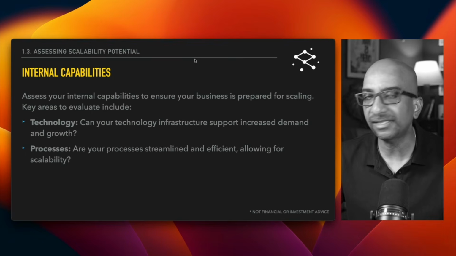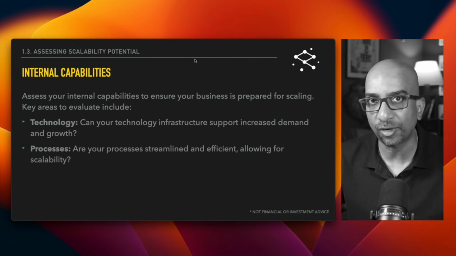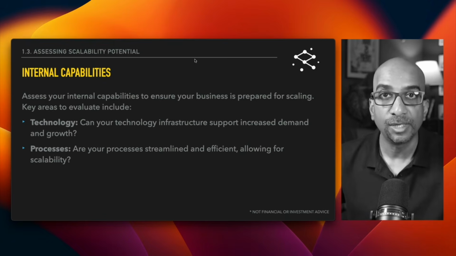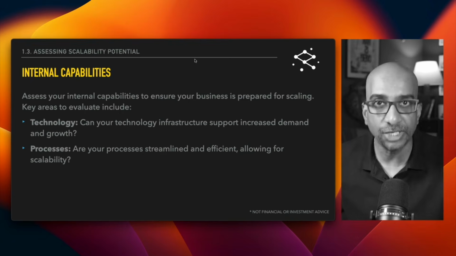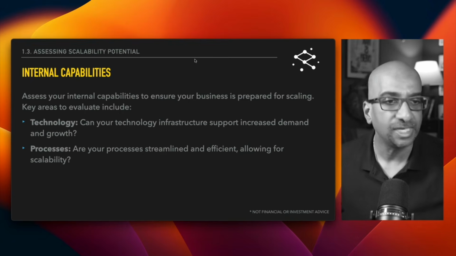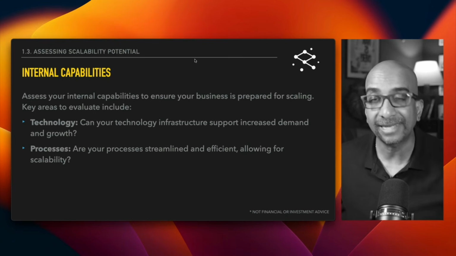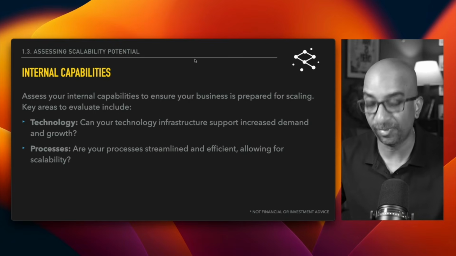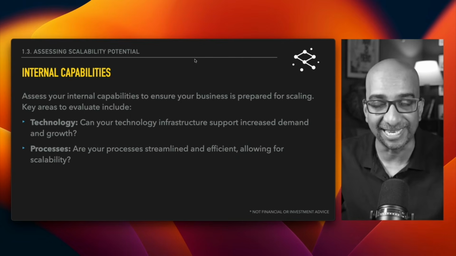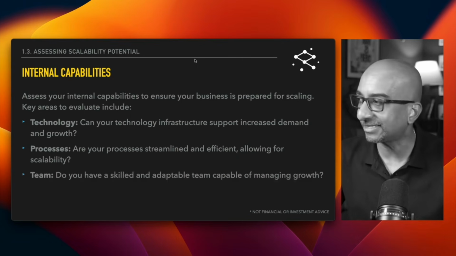Processes. Are your processes streamlined and efficient, allowing for scalability? Yes, I keep on harping about processes, but processes are so critical. They're the difference between success and failure. Sometimes even with a mediocre product, a mediocre service, or a mediocre team, you can get ahead if you have the right processes in place. Trust me, a lot of brands out there are doing just that. I'm not advocating it. I'm just saying that's the power of processes.